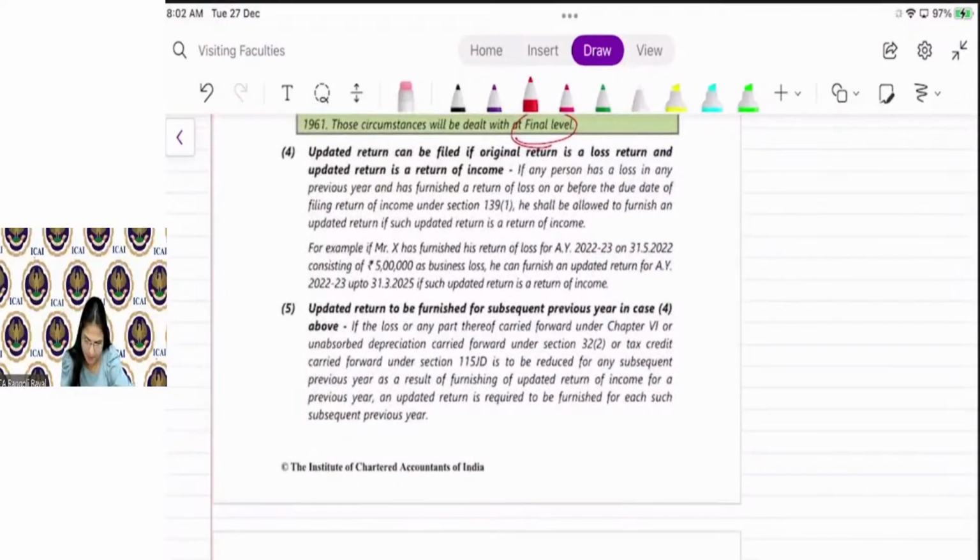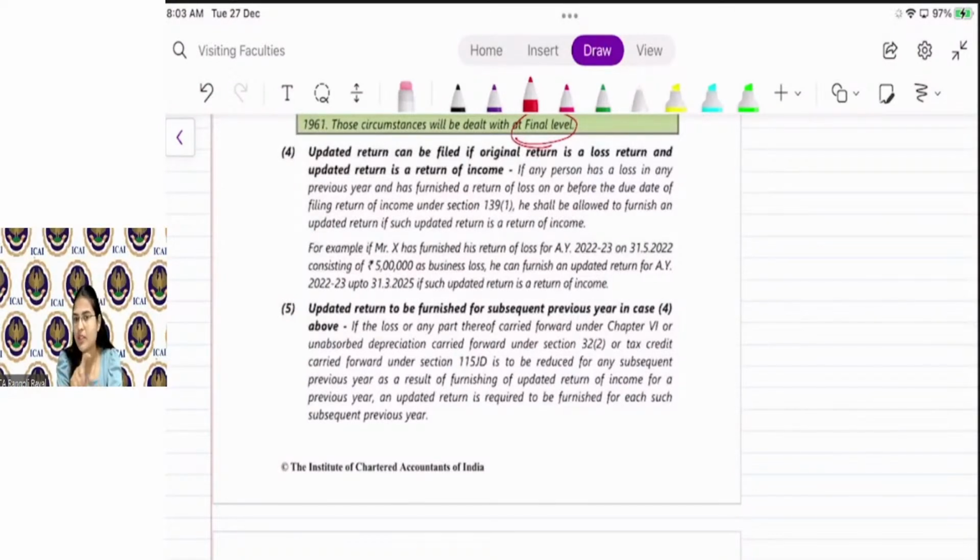Updated return can be filed if original return is a loss return and updated return is return of income. If original return is a loss return and updated return will result in income, so obviously because of updated return they will get the tax because in original return there was a loss. In case of loss there is no tax liability. But in case of updated return, if the loss results into profit, then they will collect the tax liability. So in that case, it is allowed. But if the original return is return of income and updated return is return of loss, then you cannot file updated return. Got my point, everyone?